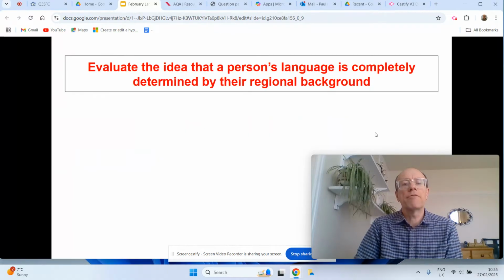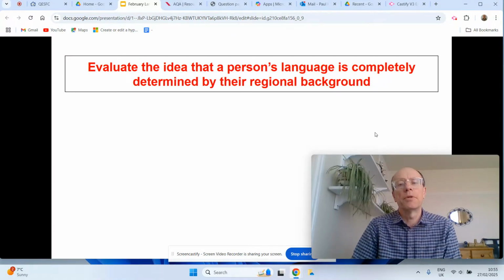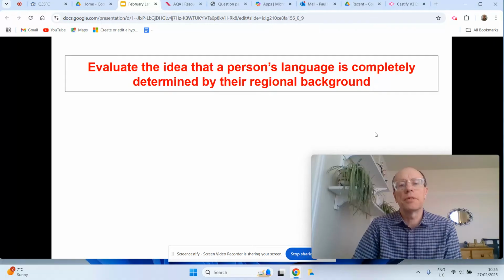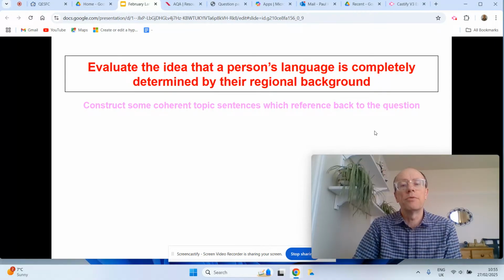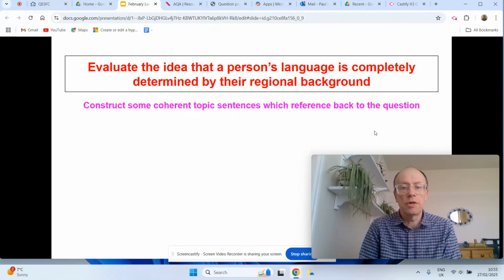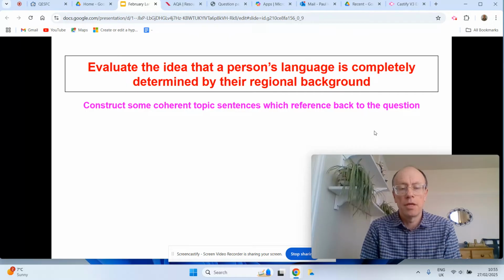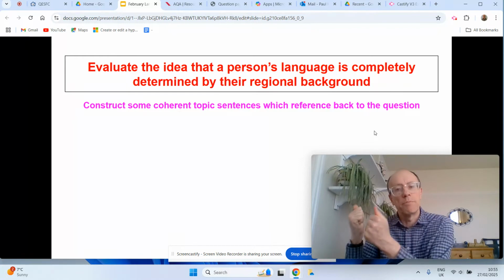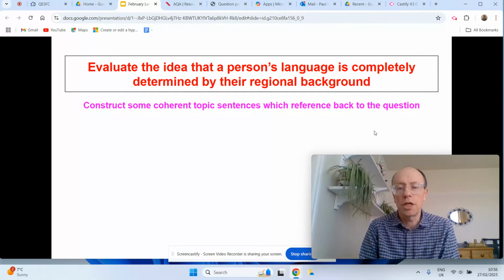Move on. Evaluate the idea that a person's language is completely determined by their regional background. Now, in terms of writing your essay, topic sentences are your friend. You must come up with 5 or 6 strong topic sentences which reference back to the question that show to your examiner you are answering the question asked.